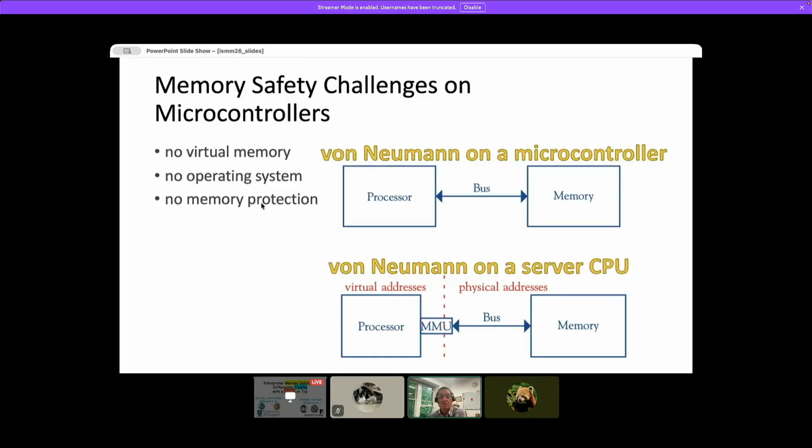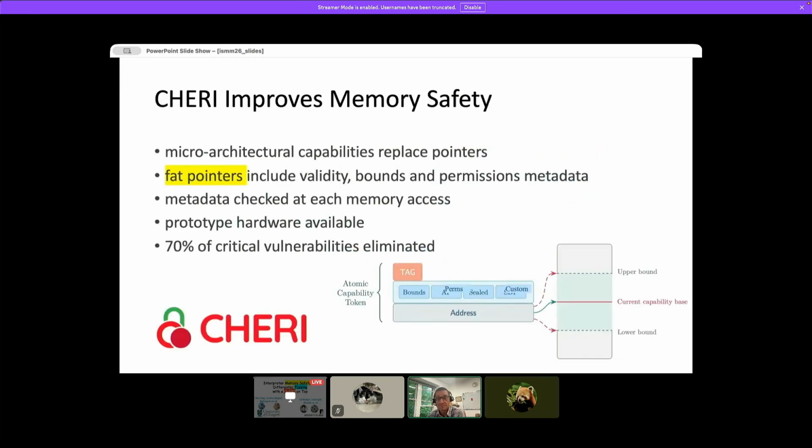Okay, so here's what the von Neumann architecture looks like on a microcontroller. The processor talks to the memory, and there's no interposing memory management unit. We've only got physical addresses to work with. There's no memory protection. There's no page level operations or permissions. Things really are very primitive on a microcontroller.